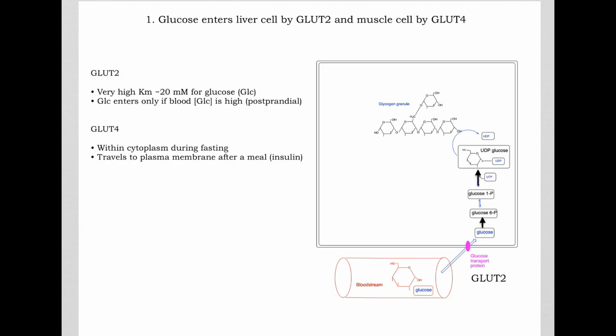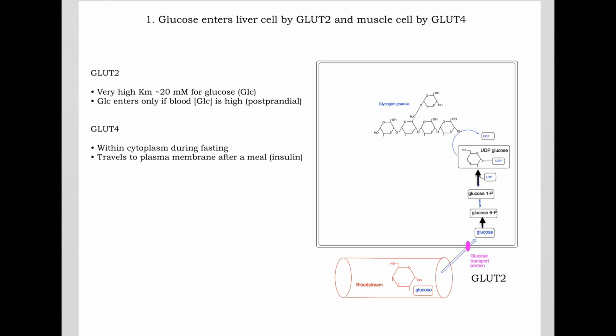We'll focus on the liver and muscle because that's where most of the glycogen metabolism occurs. In case of liver cells, the glucose in the bloodstream is brought into the liver cell by this transport protein called GLUT2, while in case of muscle cells, there is another protein called GLUT4 which brings in the glucose into the muscle cells.